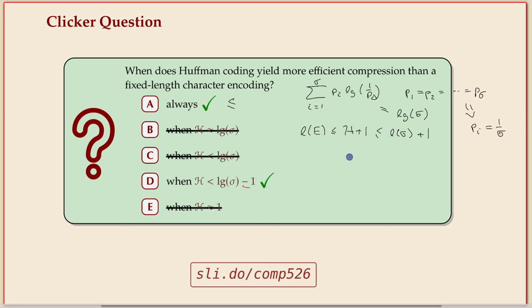If the entropy is less than log sigma minus 1, then this plus 1 cancels, and so the best you can hope for with the fixed length encoding would be log sigma per character, but you need strictly less with the Huffman code. It's a little edge case in that question.